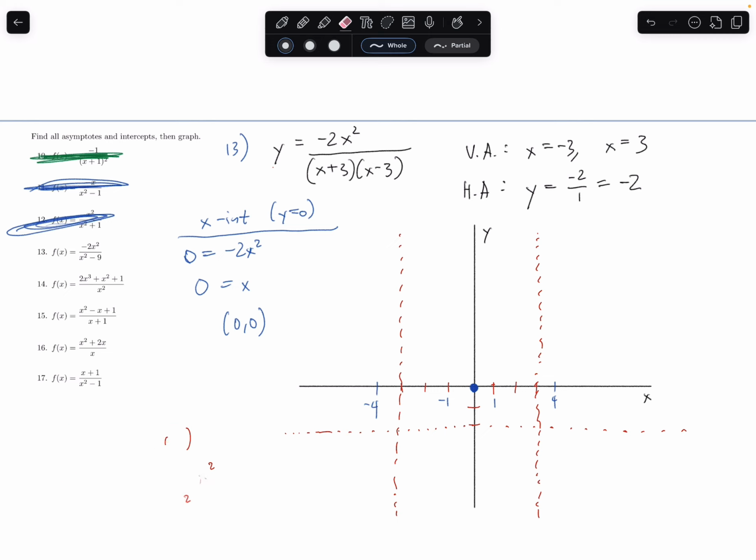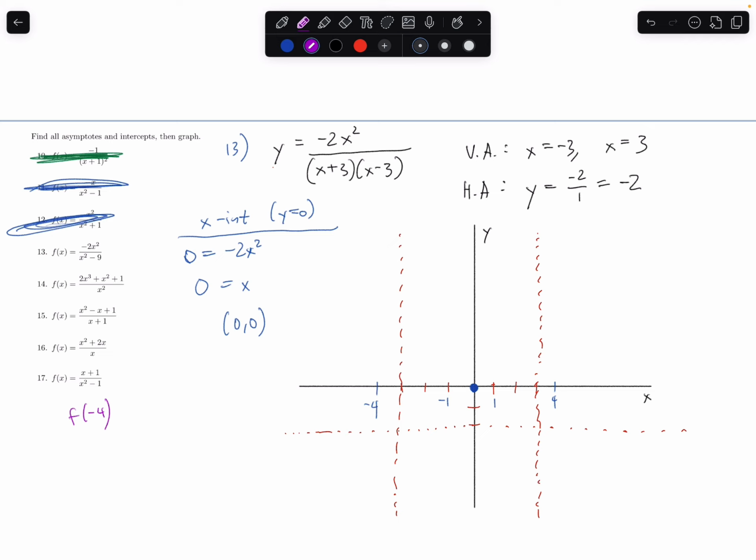Now let's go ahead and check our test points. Okay, what are my test points? Negative 4, so I'm going to find f of negative 4. And once again, I'm not really too concerned about... what was I going to say now?